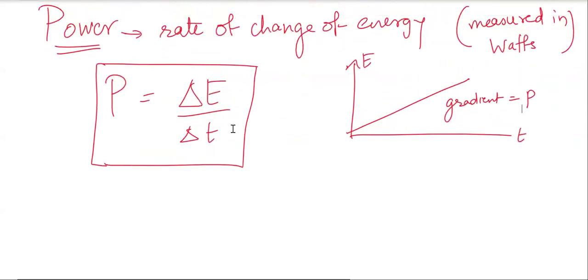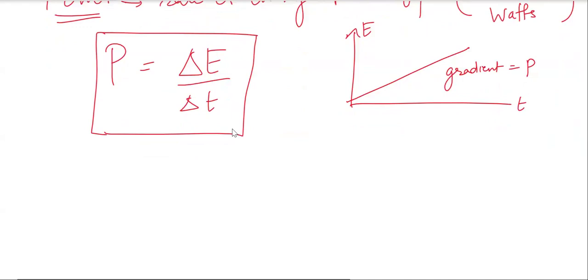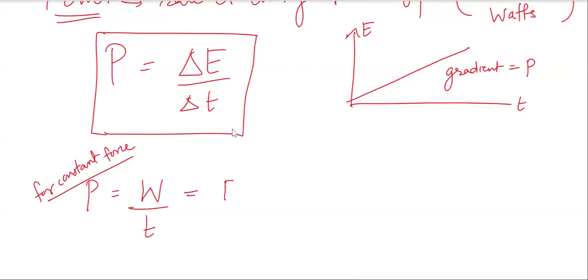Now most of the time we will be given examples where power is equal to change in energy, which is also work done, over time. And for a constant force, this is very important. For a constant force, I can use work done as force times distance traveled over time, and distance traveled over time is nothing but velocity.